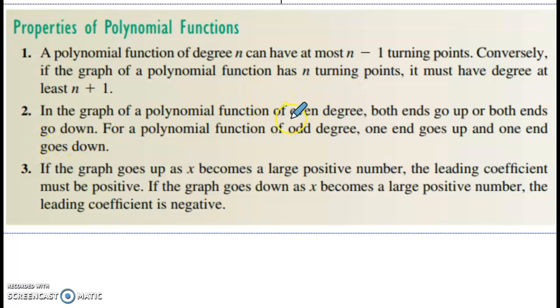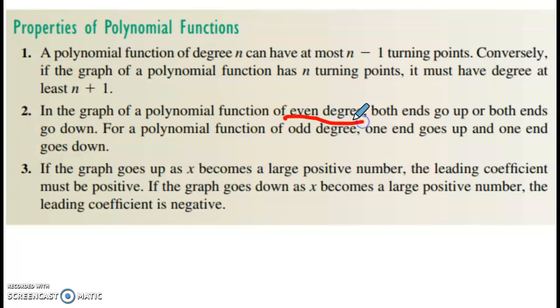If it's an even degree, like 2nd degree, 4th degree, or 6th degree, both ends either go up or both ends go down. Again, that depends on the leading coefficient. If it's negative, it goes down. Positive, it goes up. For a polynomial function of odd degree, like 3 or 5, one end goes up and the other end goes down.